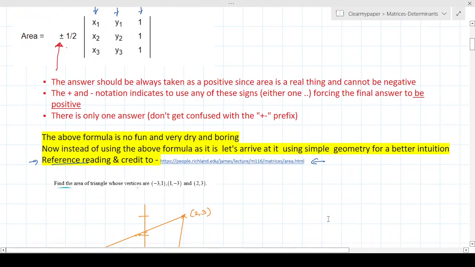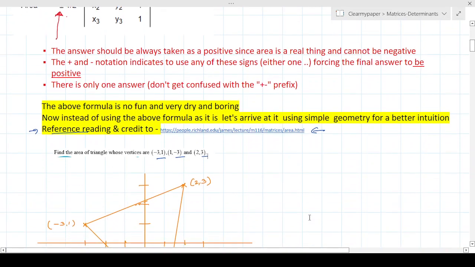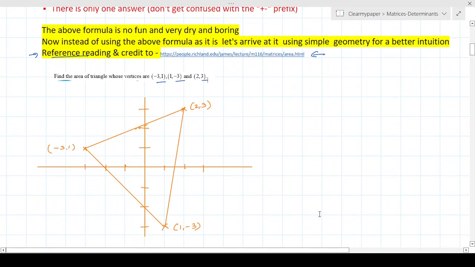Let's take a simple example. Let's say we want to find the area of a triangle whose vertices are given as this. There are 3 points and there are 3 vertices. For simple purposes, I've drawn this triangle against the backdrop of the x and y axis, and I've taken all these points. You can take these points in any order, but since we have positive and negative values and we are drawing it against a backdrop of an x and y axis, I've just put it linearly.